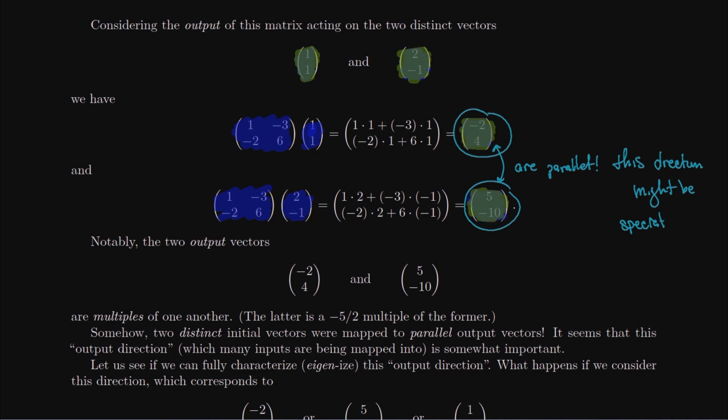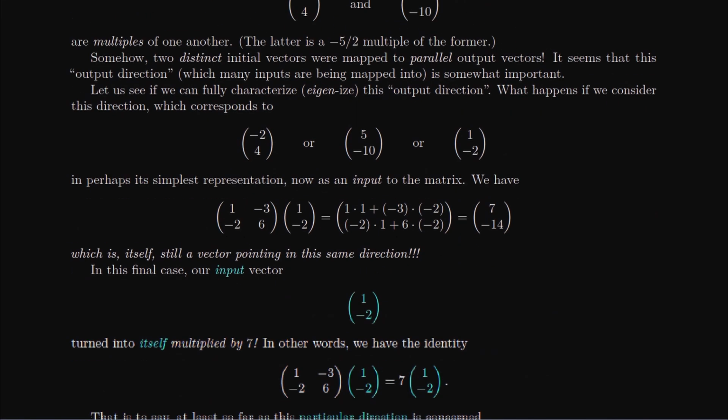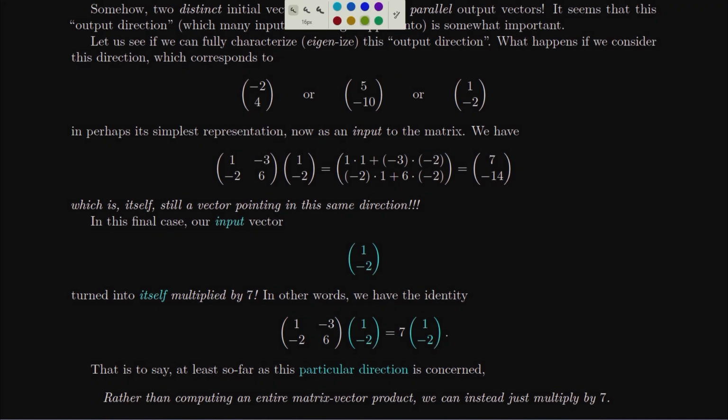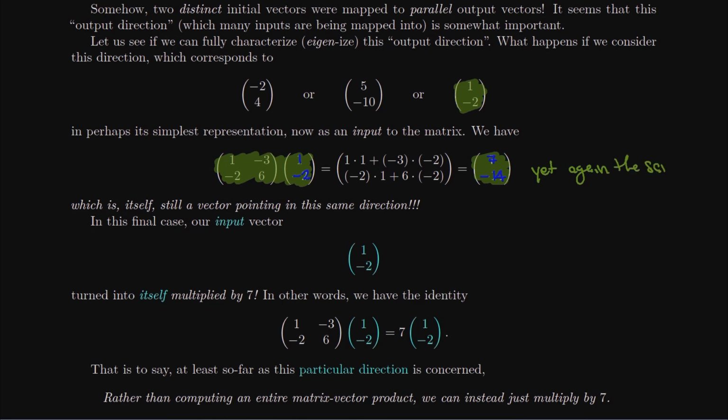Well, what would happen if I took those parallel vectors and decided to put those into the matrix? If you put either of the parallel vectors into the matrix, the direction of the parallel vector happens to be 1, negative 2, right? That's kind of the special direction. You put that into the matrix and you get the output 7, negative 14. Let's look at that really quick. 1, negative 2 becomes 7, negative 14. That 7, negative 14 is yet again the same direction.